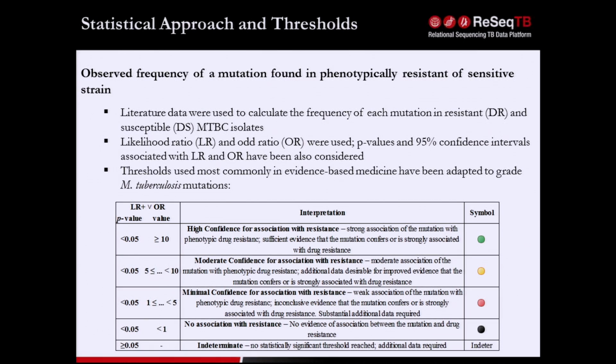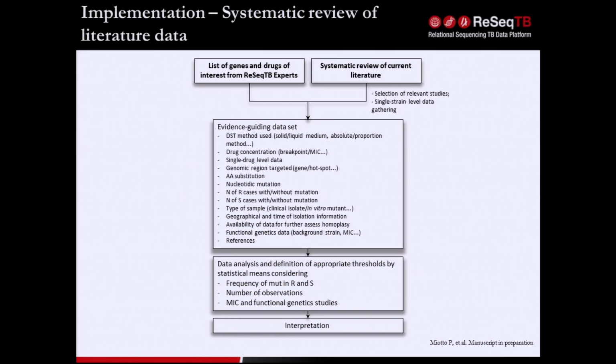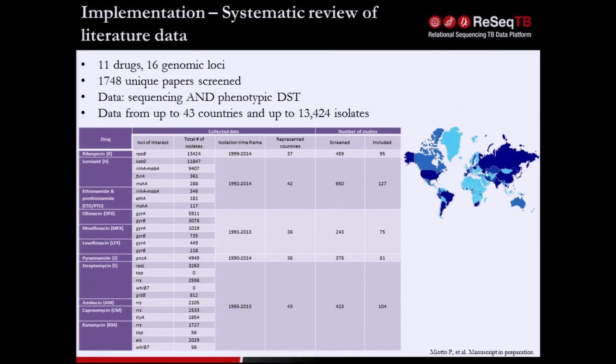And to develop this approach, we started from the literature because we know that we have a lot of Sanger sequencing data there. So we performed a systematic review of the literature, and we focused on a list of genes and drugs of interest according to what's suggested by the ResectDB experts. We gathered from this literature review a lot of data, but most importantly, we obtained raw frequency of mutations in resistant and susceptible cases to apply our statistical approach. And this is the starting data set.